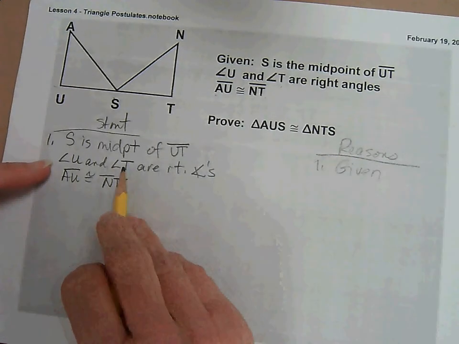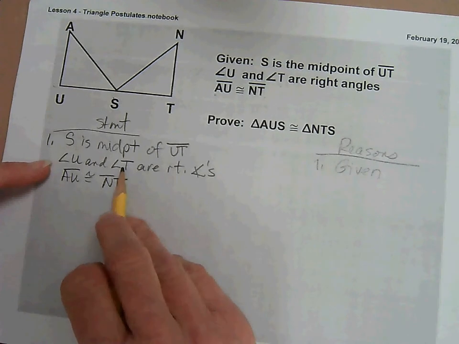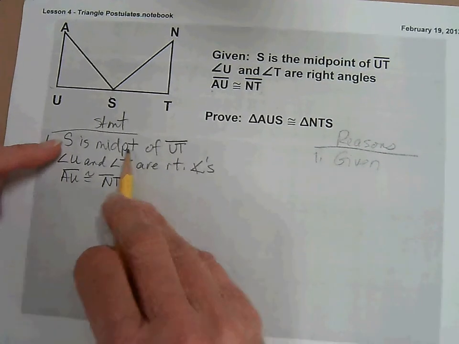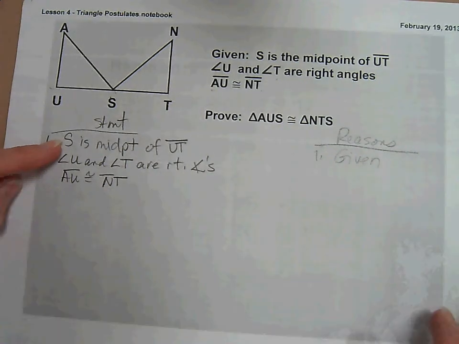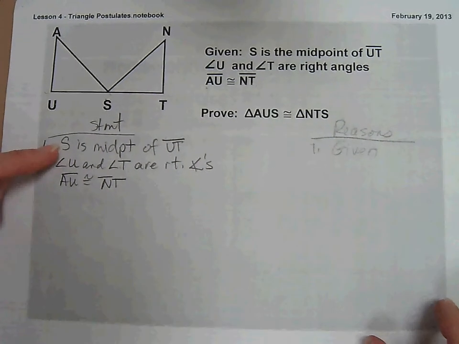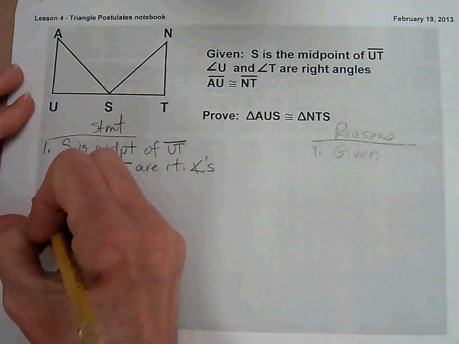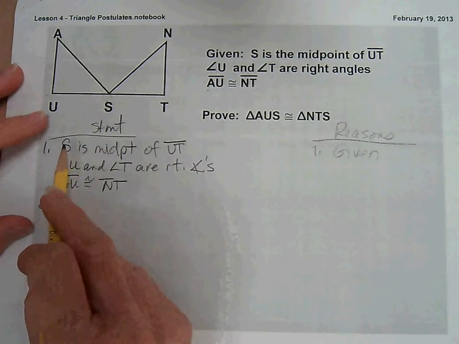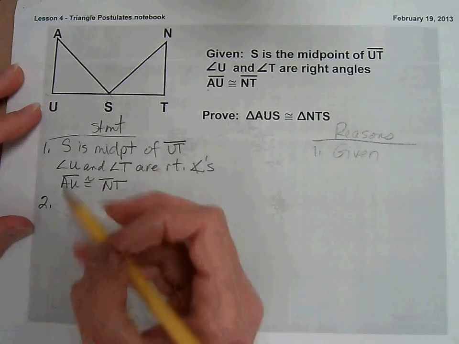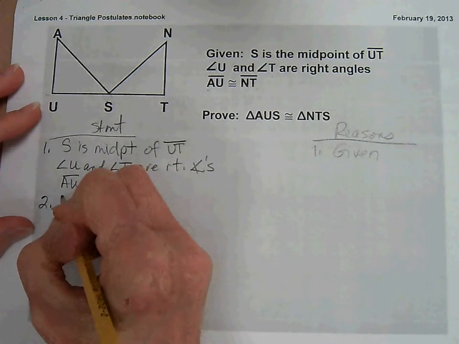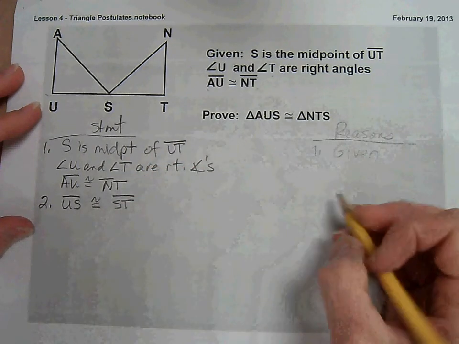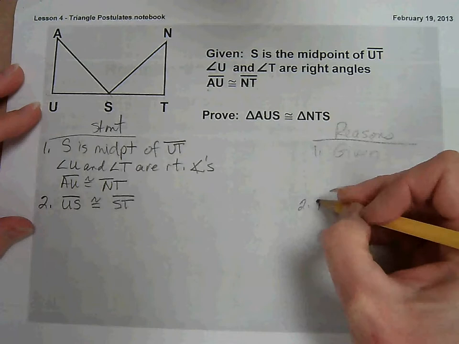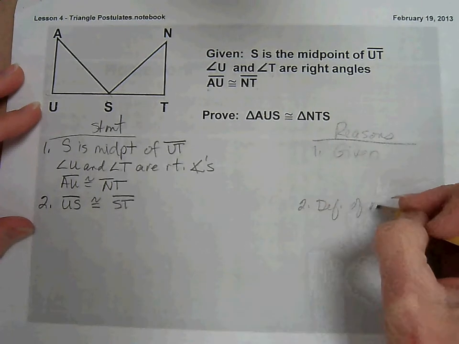Now you might want to jump straight to the fact that these are 90 degrees, but you first have to say that they are right angles, because that's what they gave you. And you also might want to jump straight to the fact that US is congruent to ST because S is the midpoint, but first you have to state that it's the midpoint. That's what gives you the right to say that. So let's go ahead and do that. Since S is the midpoint of UT, we know that US is congruent to ST. And that is definition of midpoint.